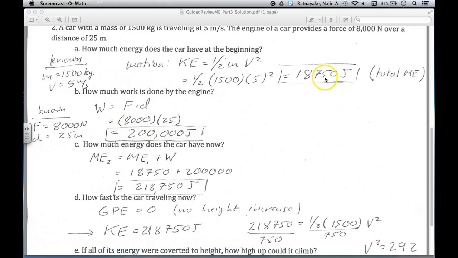Now this is a lot of joules because we start off with 18,750. This engine is actually going to do a lot of work on the car. 200,000 joules of mechanical energy are going to get added to the car.